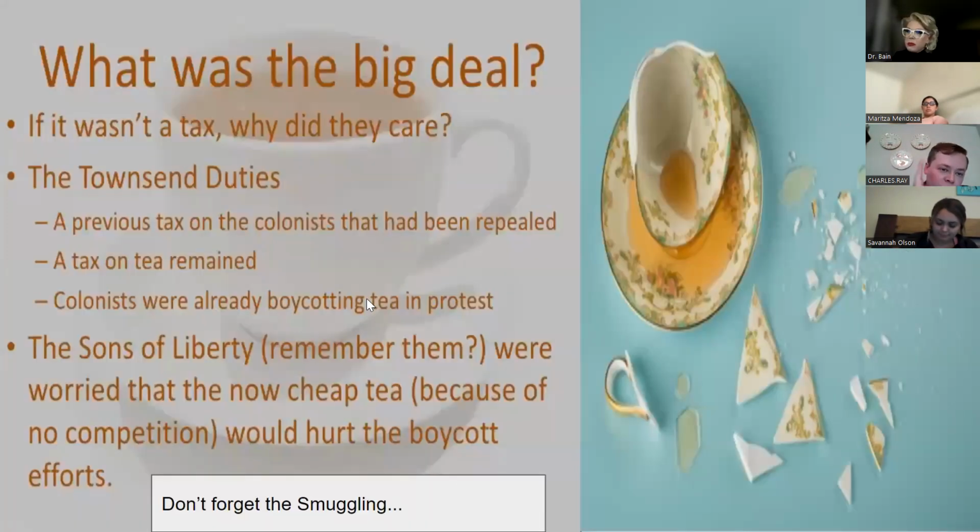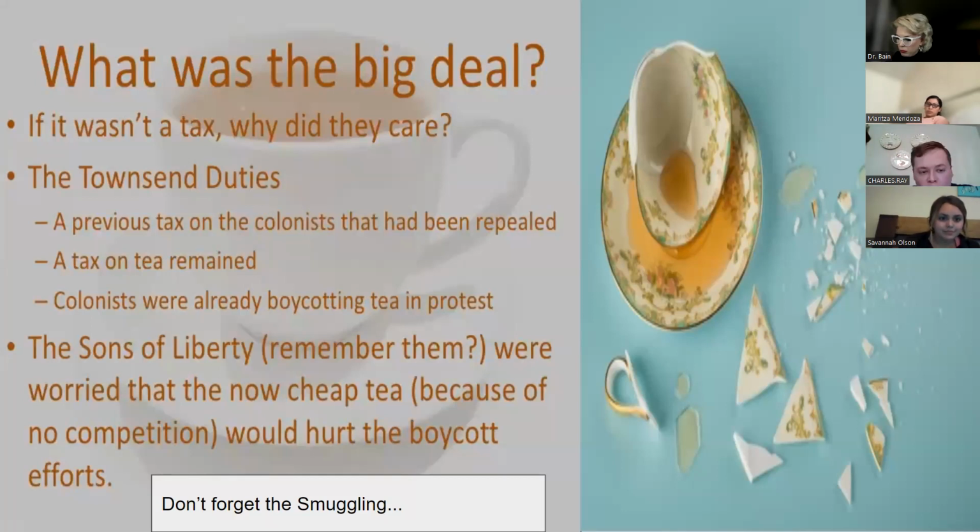So what happens with this one, with the tea tax, what's going on is this cheap tea is hurting a bunch of different guys. The Sons of Liberty are involved. They organize the Boston Tea Party, the infamous dumping of the harbor, dressed as Native Americans to destroy it. They screwed up, which is always hilarious. They did it at low tide.